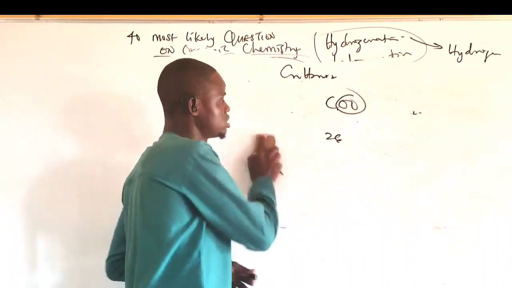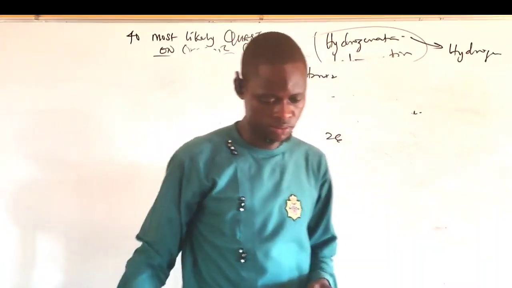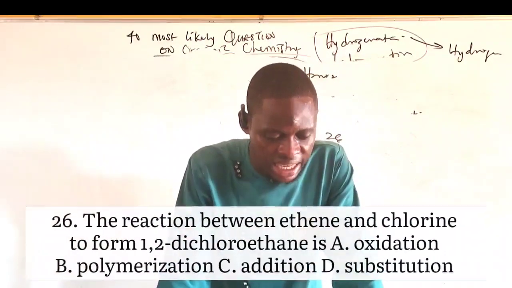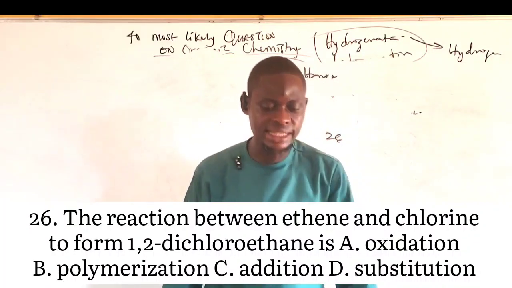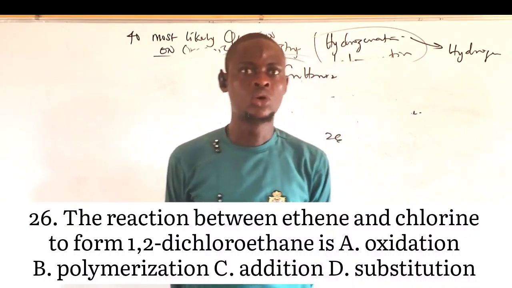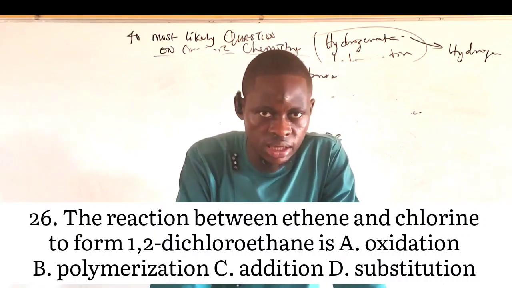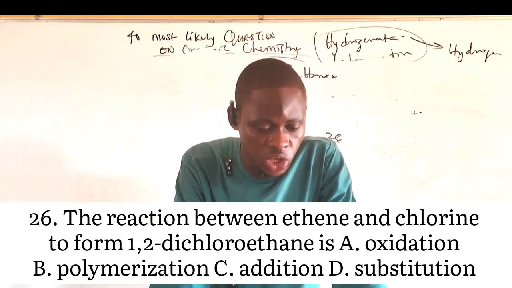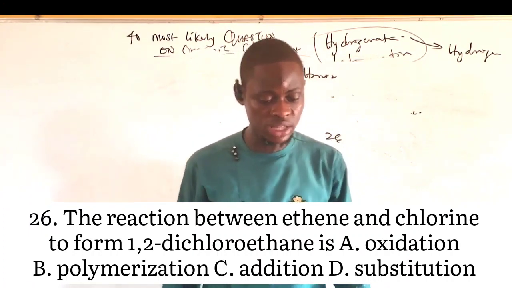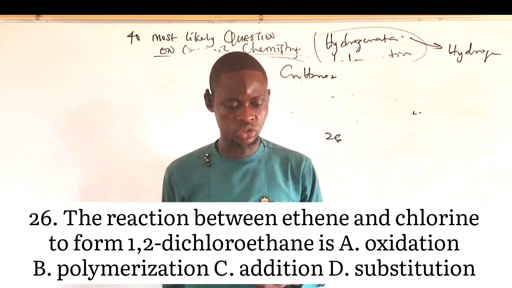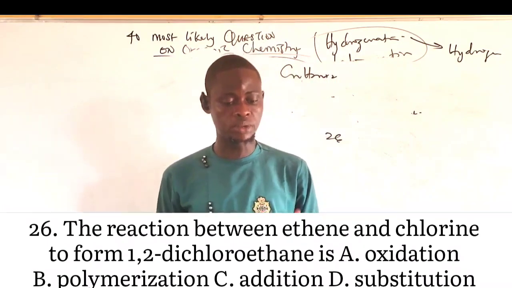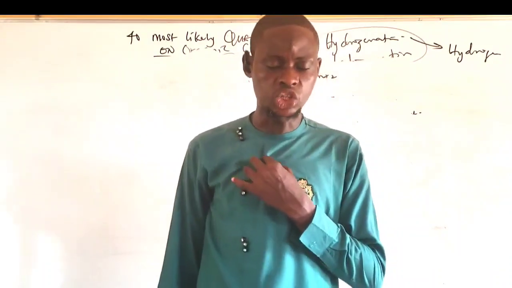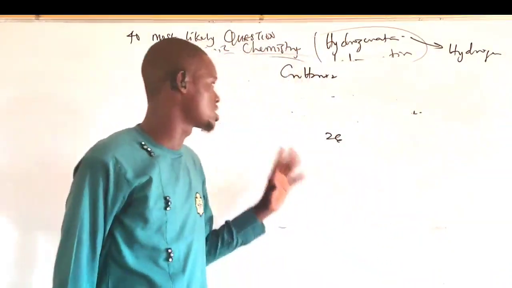Question 26 said, the reaction between ethene and chlorine to form 1,2-dichloroethane is what? Now, don't forget I said ethene is an unsaturated hydrocarbon. When chlorine is joined to ethene, that is an addition reaction. It makes ethene form 1,2-dichloroethane. That is an addition reaction. So option A, we have oxidation reaction, B, polymerization reaction, C, addition reaction, and D, substitution. Our answer should be what? Addition reaction, which is the major reaction of what? Alkene.